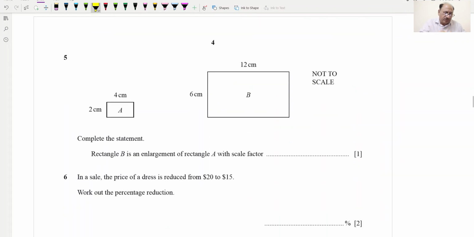Now question number 5 says the diagram is not to scale. Complete the statement. Diagram A is given, and B is given. Rectangle B is an enlargement of rectangle A by scale factor. To check the scale factor, if we check these two lengths, if we multiply 4 by 3, we will get 12. So the scale factor by which rectangle B is enlarged will be 3. So we can write here as the answer that the scale factor is 3.